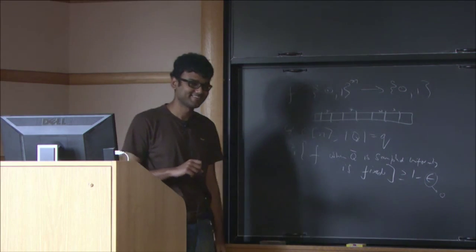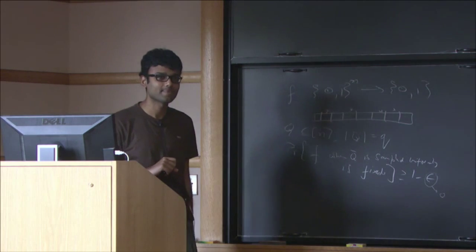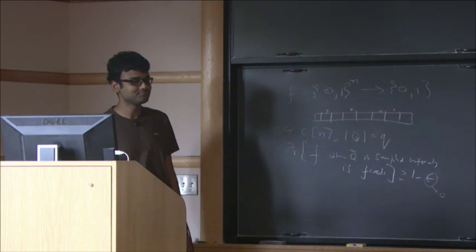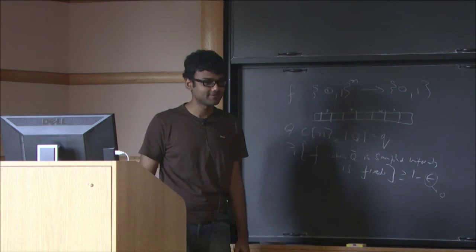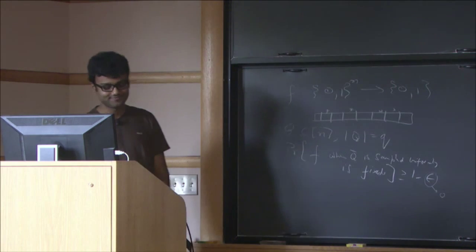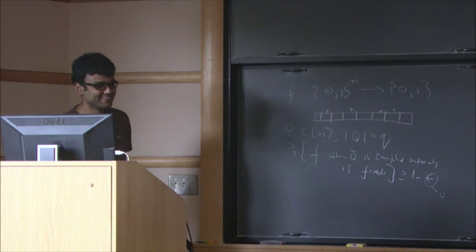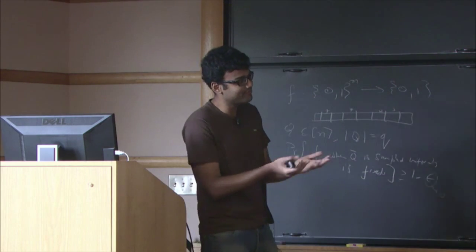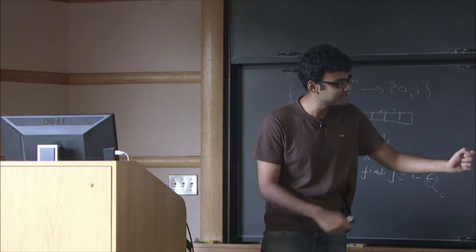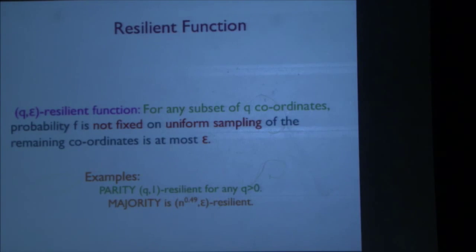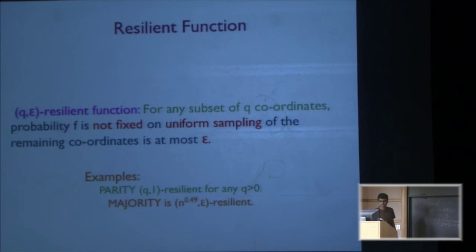The point is that with parity, it is never fixed. Parity is a really bad example; it's not resilient, because even one player can actually influence it. And majority is a good function for coalitions of size slightly less than square root n. So is this clear?